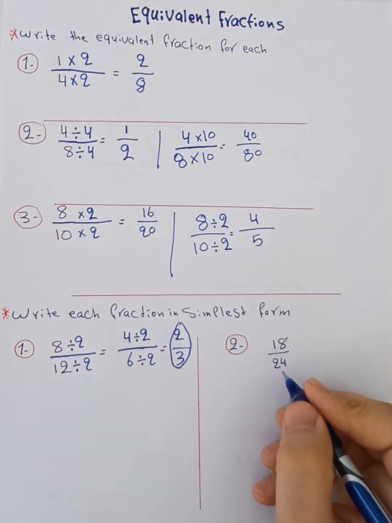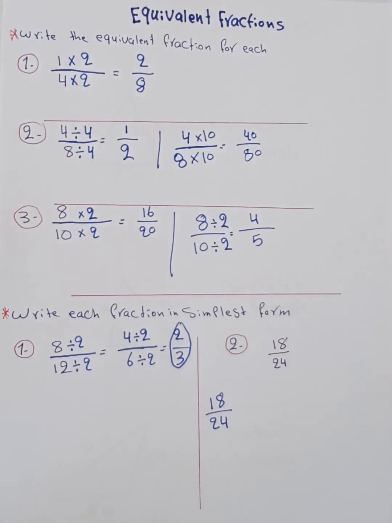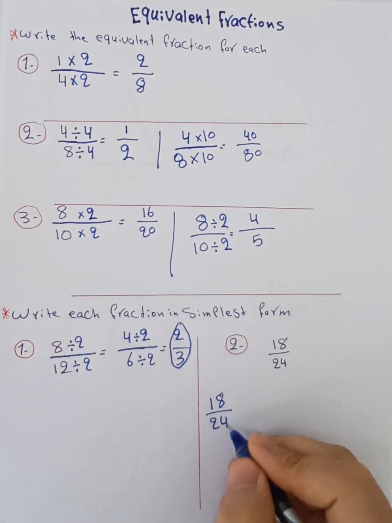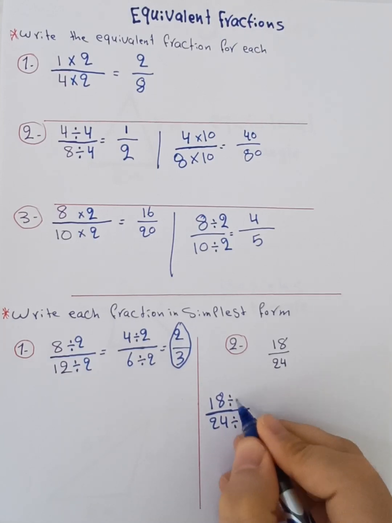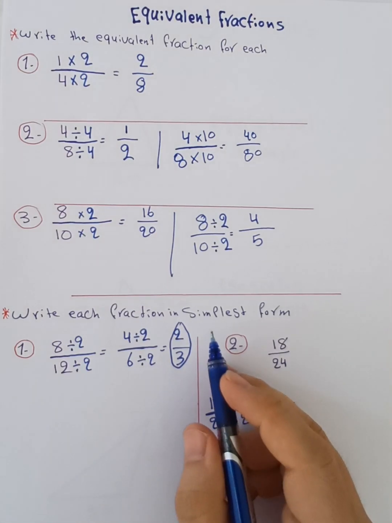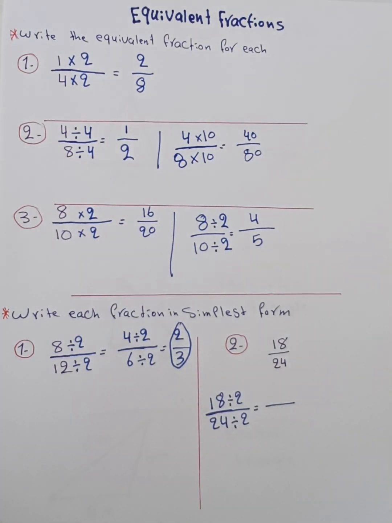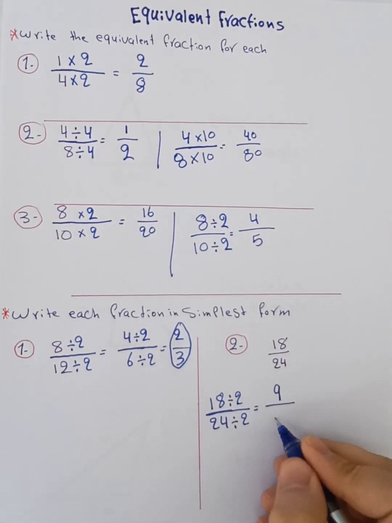Another example, we have 18 out of 24. When we write the simplest form for 18 out of 24, both are even numbers. So we can divide both numbers by 2. In simplest form, we don't have a multiplication way. 18 divided by 2 is 9. 24 divided by 2 is 12.